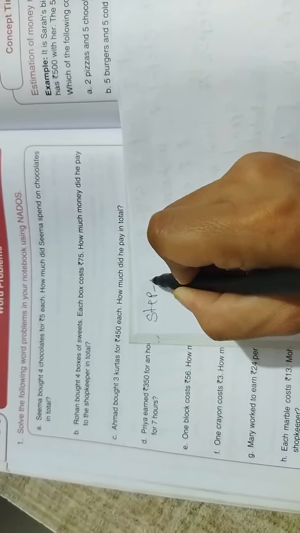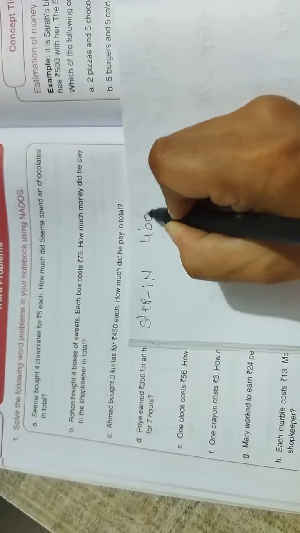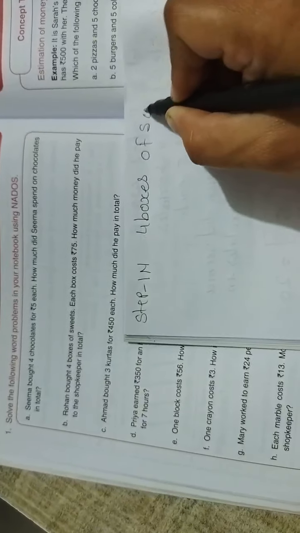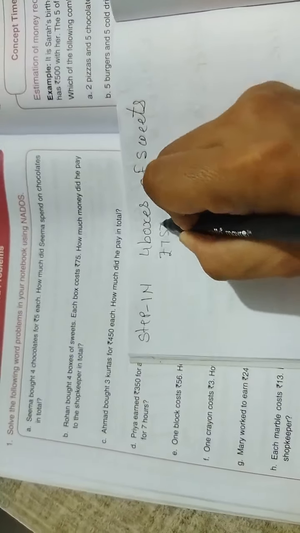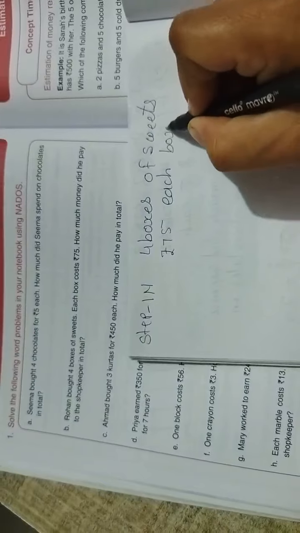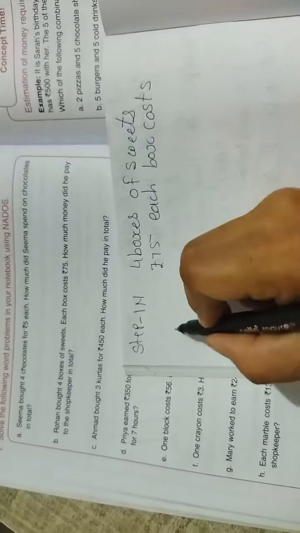Here we have to follow the steps. Step number 1, numbers and keywords we have to find. So in that, 4 boxes of sweets, rupees 75. Each box costs rupees 75.